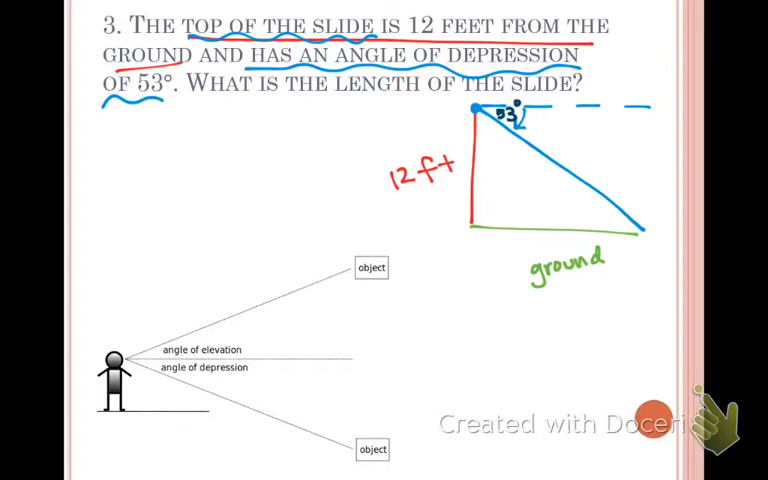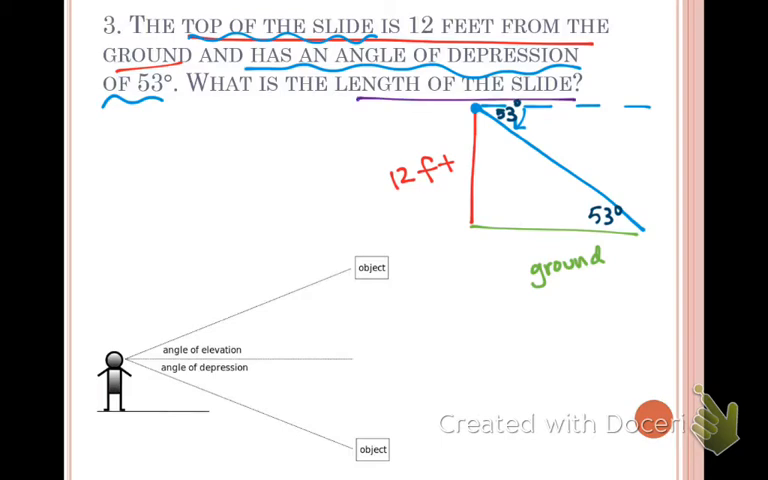So here's what you can do. What do you call when you have two parallel lines cut by a single line? Transversal. So there is a relationship between the 43 degrees and this inward angle right here. What relationship do these two angles have? Alternate interior. What do we know about alternate interior angles? They're congruent. So once we got that going for us, what is the length of the slide?